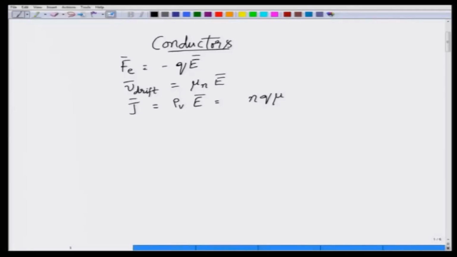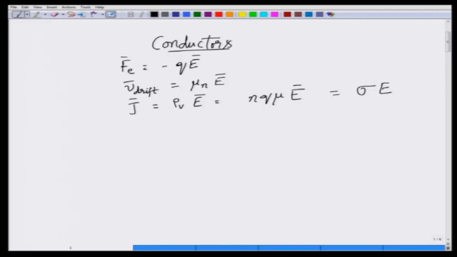So, the current density J is related to the electric field by this expression, where this is rho times v. Here n is the number of electrons per unit volume and q is the charge, therefore this corresponds to charge per unit volume, and mu, being the mobility of the electron, tells how quickly or how fast this electron is moving.